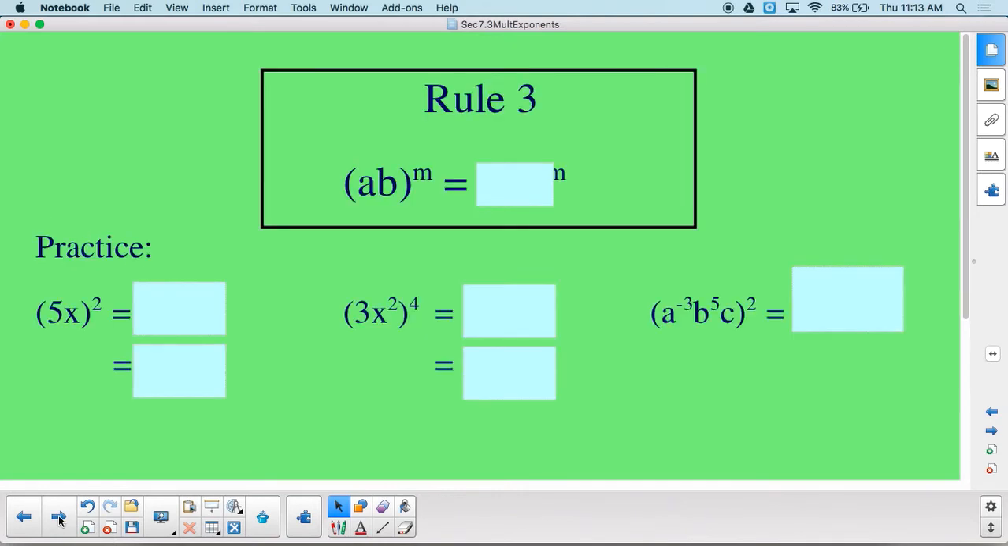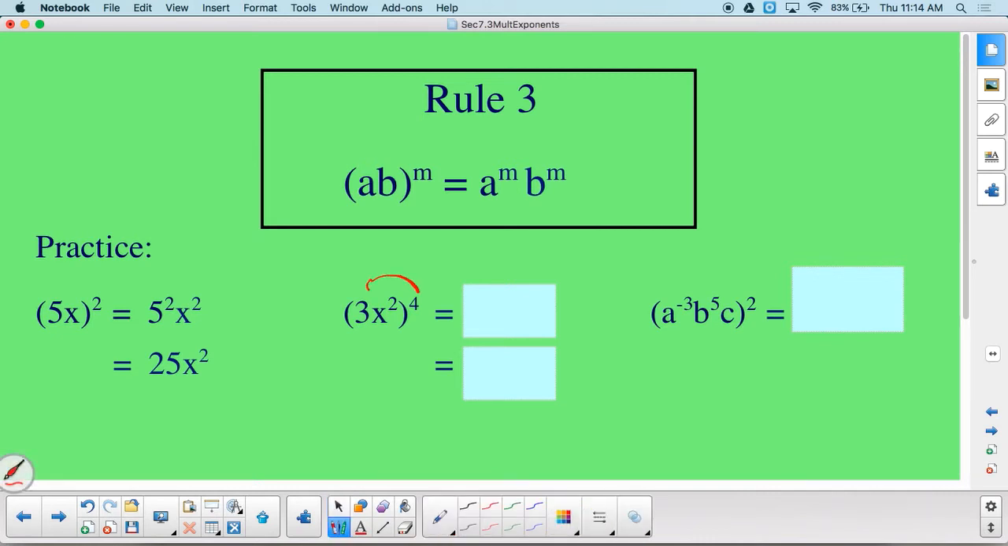So our rule, if we have a product raised to a power, we have to apply that power to both factors, the a and the b. So 5x squared becomes 5 squared x squared. We can simplify. 5 squared is 25x squared.